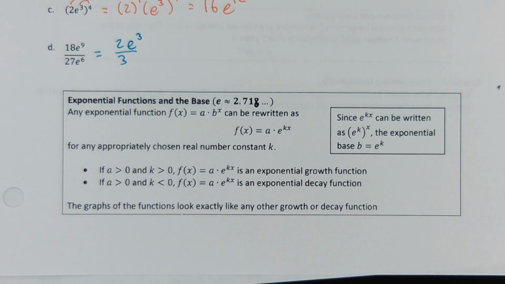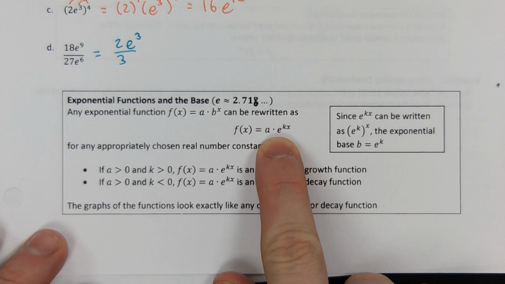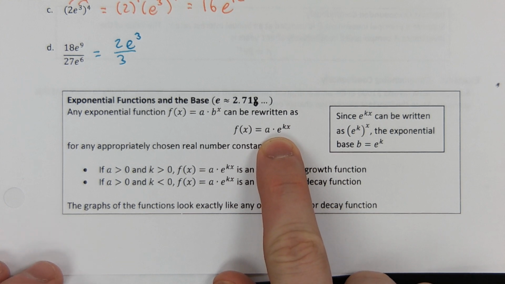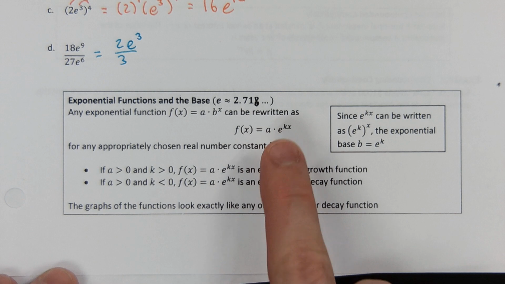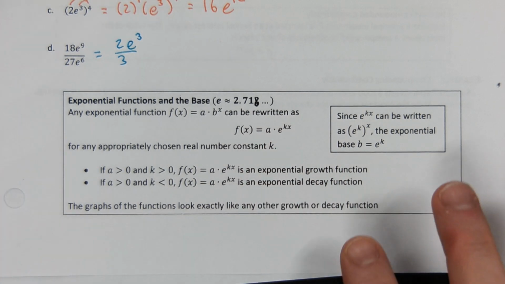Guess what? Any exponential function, a times b to the x, can be written in this form: a times e to the kx. It can be done anytime you want. But Mr. M, how is that possible? Well, let me show you.